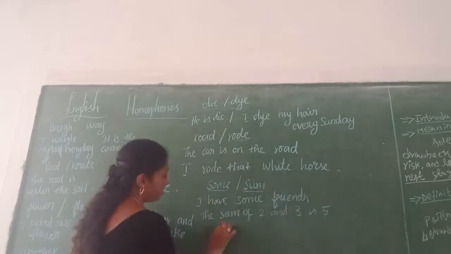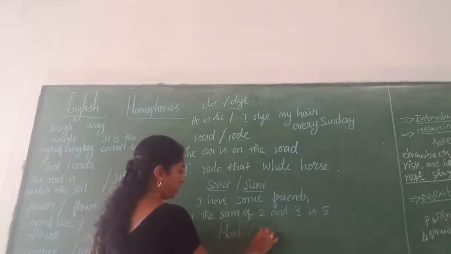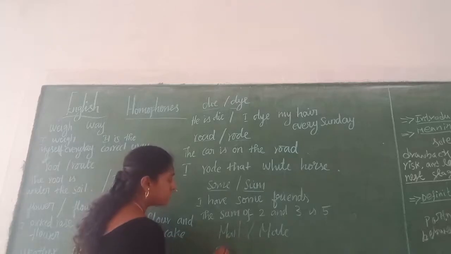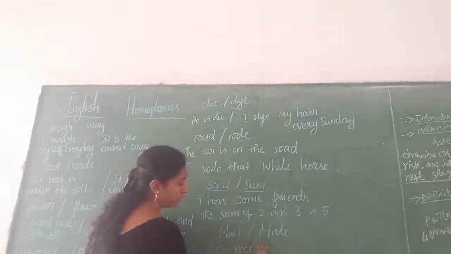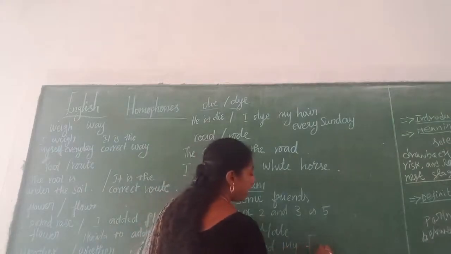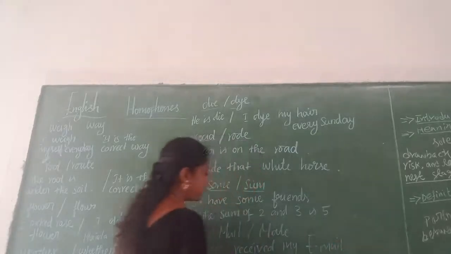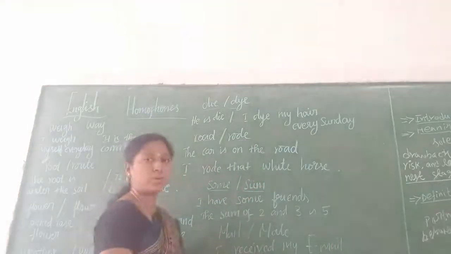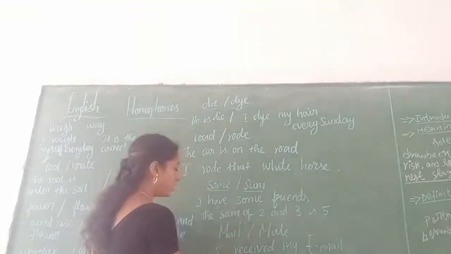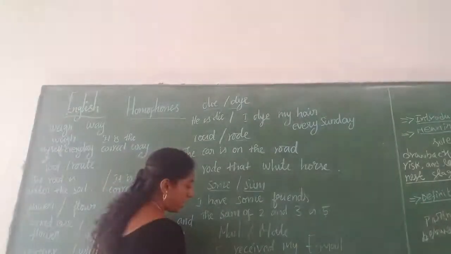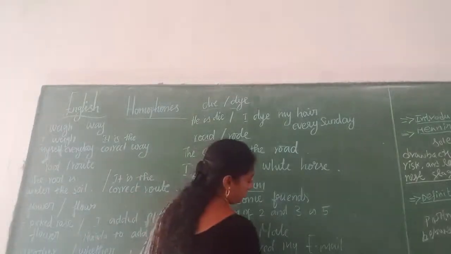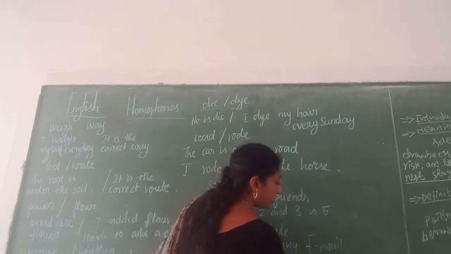Next one in homophones is mail. What is that meaning? Yeah, I visit my email. Okay, so next one, male. What is the meaning of this male? Male means masculine. So here we have to say, I have some male friends.